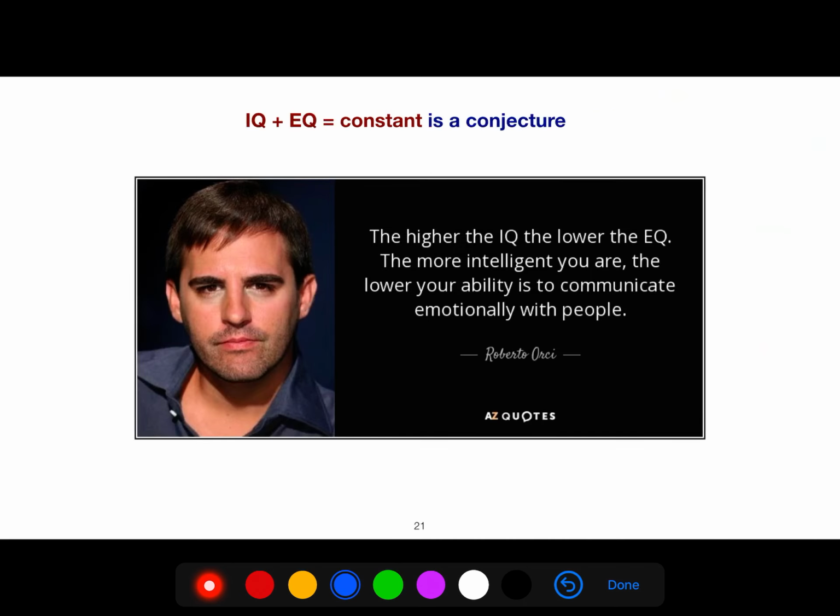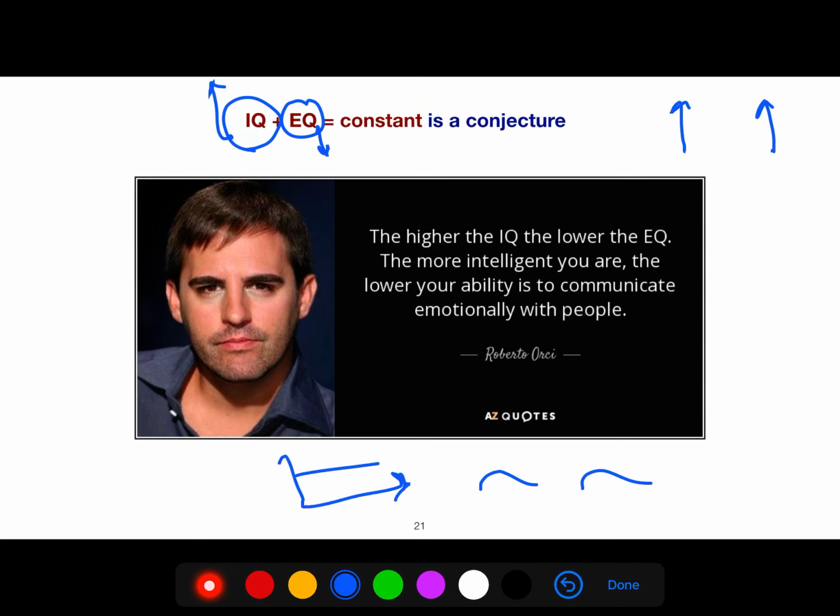And of course, it's a conjecture that some people say that if somebody has a high IQ, he or she may have low EQ. But maybe you are an exception. You have high IQ and high EQ. Of course, it is always good to have a trade-off. So it's a distribution. It's a uniform distribution. I go for a uniform distribution.